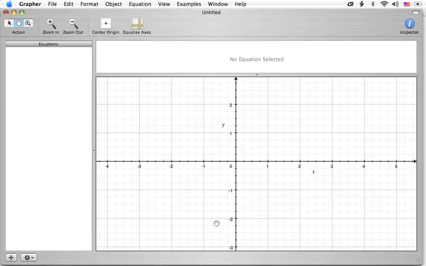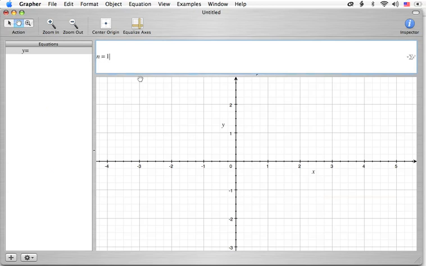Actually, that was the wrong application. We're going to go over to this one here. All right, we're going to start off with a parameter. We're going to start with n equal 1.